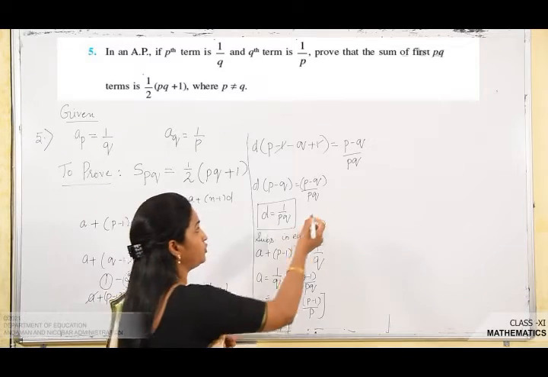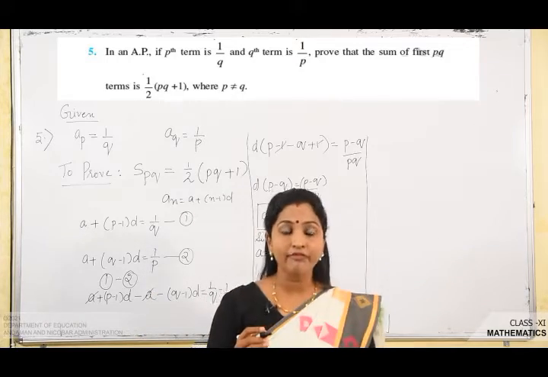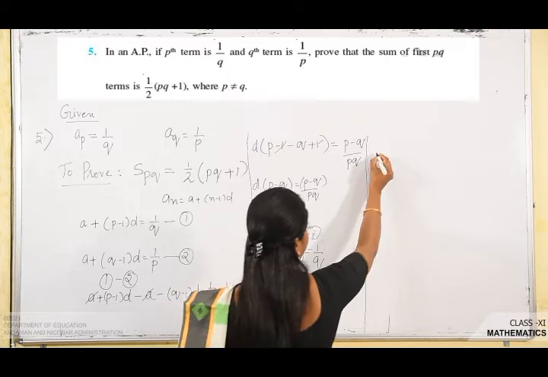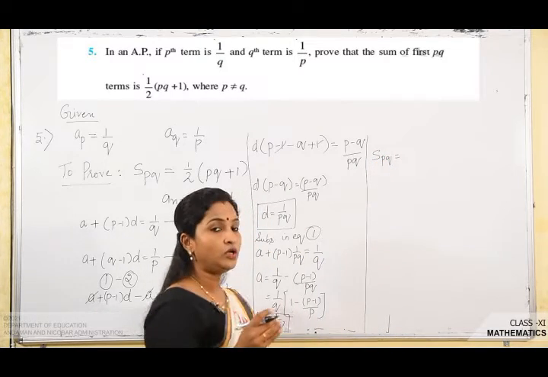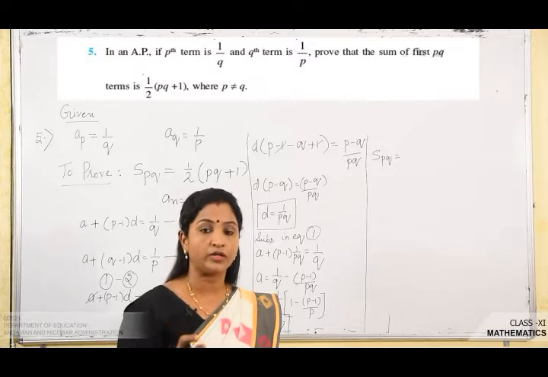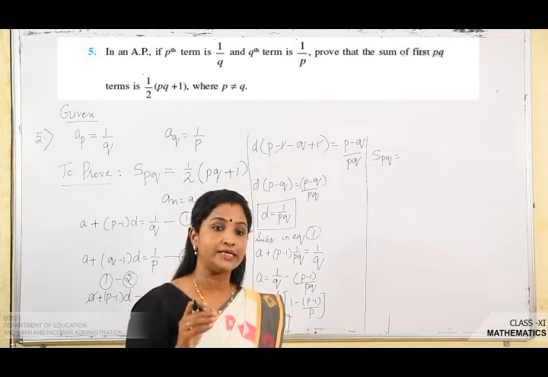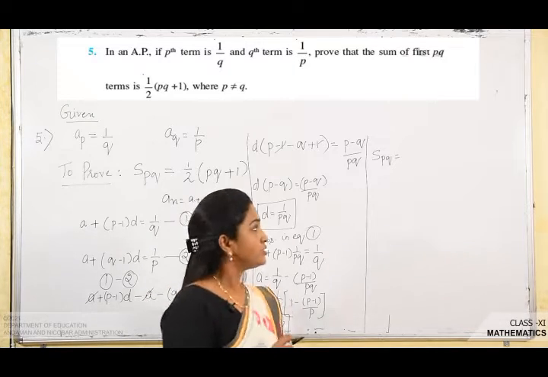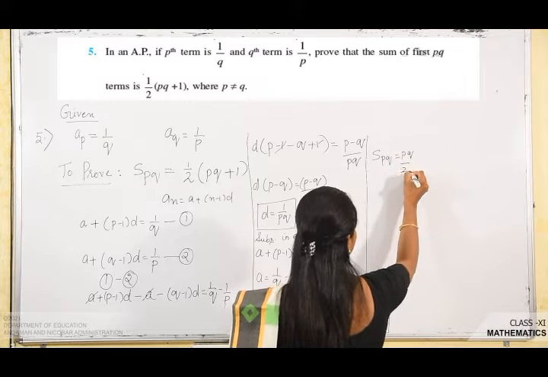Now you have to prove that the sum to pq terms is half of (pq plus 1). So what you will do here is find S_pq. You all know the sum to n terms of an AP: if the first term is a and d is the common difference, the formula is n by 2 into (2a plus (n minus 1) into d). So in place of n you are going to write pq by 2.